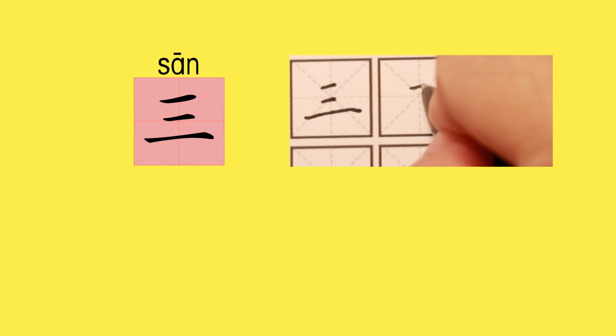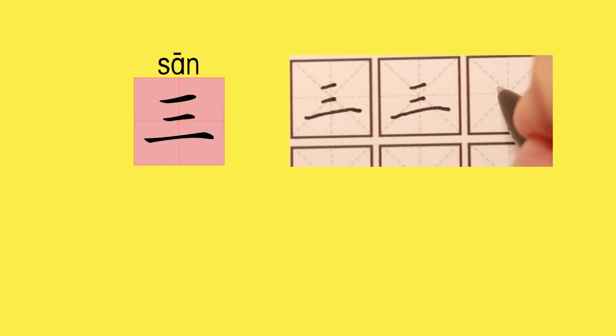Let's write it a second time, left to right, top to bottom. Let's write it a third time, left to right, top to bottom. The top 2 horizontals should be shorter than the bottom one. Again, because we believe that this makes the character look more beautiful.